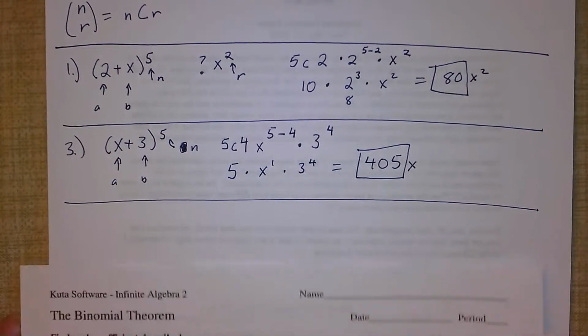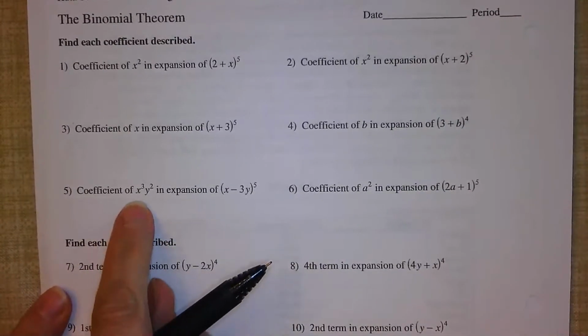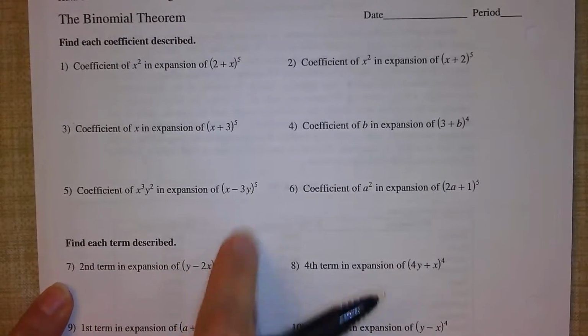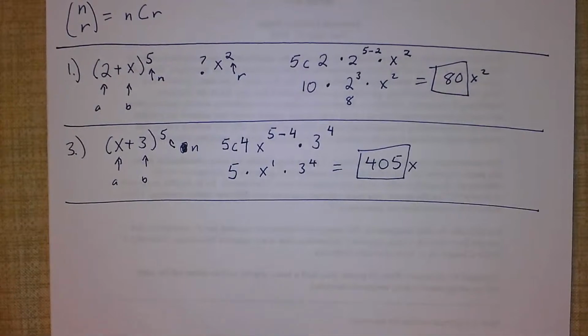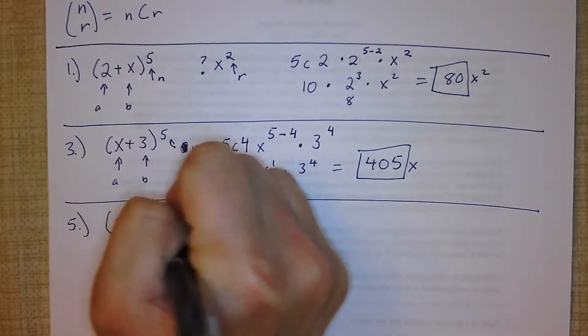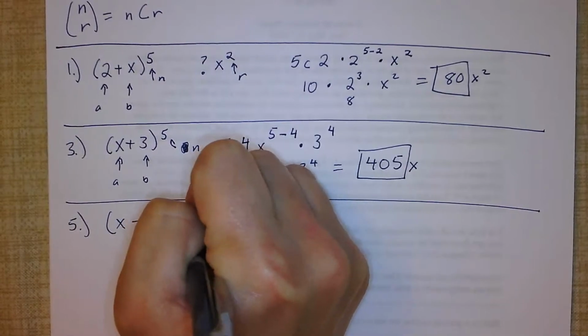Now, number 5 is a little trickier because it's asking me for the coefficient of x cubed y squared in the expansion of (x - 3y)^5. So number 5, (x - 3y) to the fifth. Now, again, 5 is n.